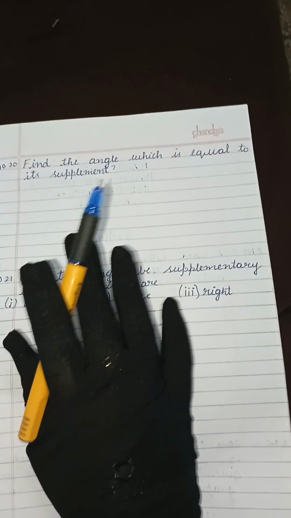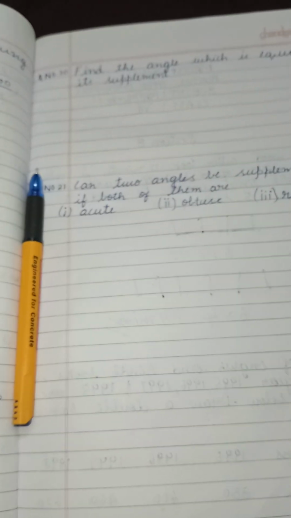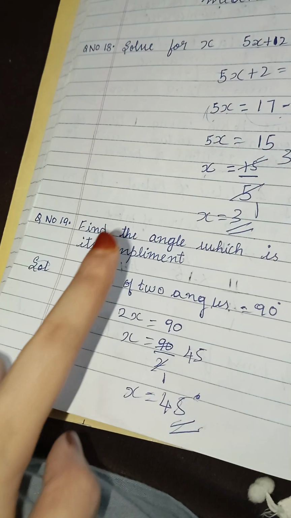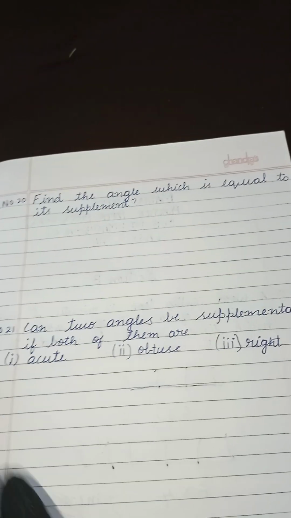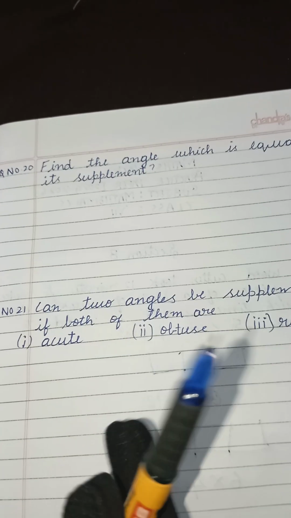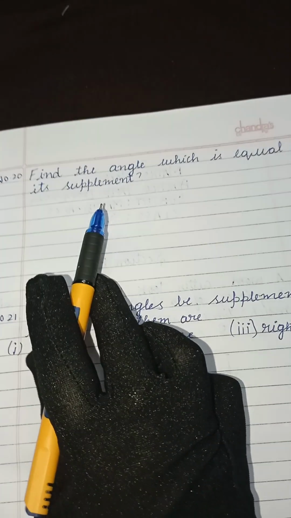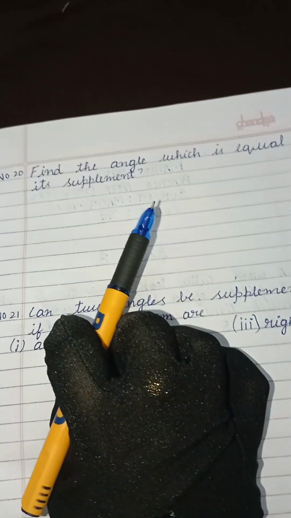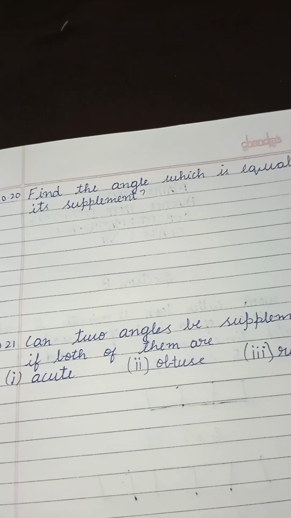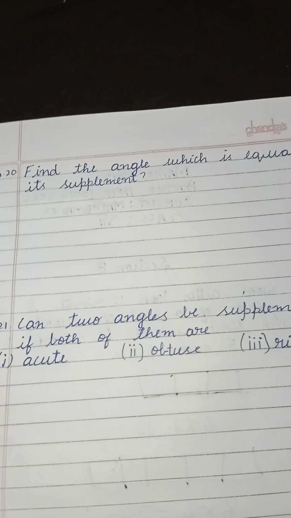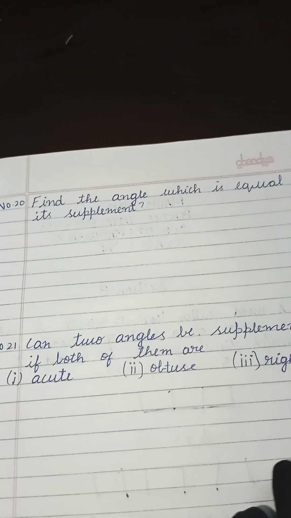Now let us solve the next question. Find the angle which is equal to its supplement. In the previous sum we got the complement, now in this sum we have to find the supplement. Complementary angles sum to 90 degrees. What are supplementary angles? The sum of supplementary angles is 180 degrees, isn't it? So after the sum of two angles, you have to get 180 degrees, right?